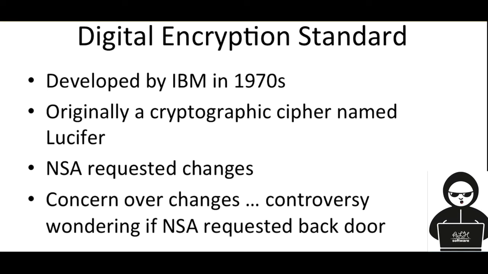One thing that caused a little bit of controversy was, during the process of selection, NSA requested some changes, and it hasn't been particularly clear what changes were requested by the NSA. There has been some speculation that wondered if the NSA was requesting a backdoor into this Data Encryption Standard, which would allow them to look at encrypted messages in the clear. So basically, it would always give the NSA the ability to decrypt DES encrypted messages. It remained the encryption standard for the next couple of decades or so.